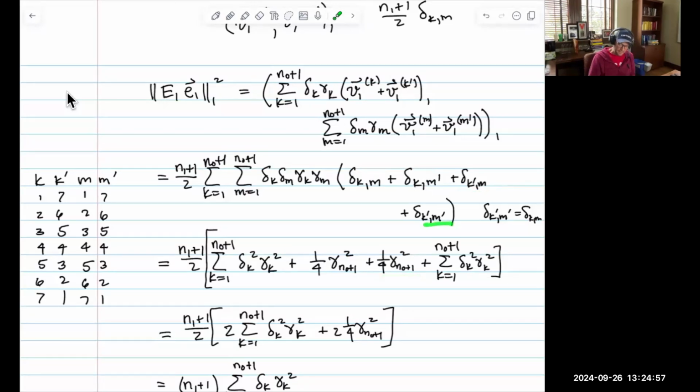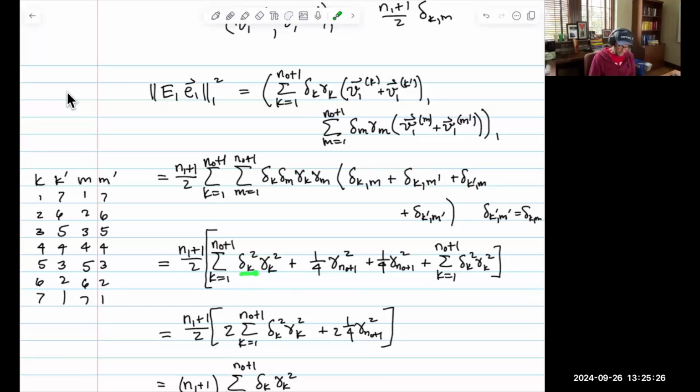Now this one I said this Kronecker delta can be replaced by K equals M or delta Km. And so for that one, I'm just going to collapse the sum to become the sum K equals 1 to N0 plus 1 of gamma K squared. Okay, so whenever K and M are equal, those become squares. So all that complicated mess reduces down to this.